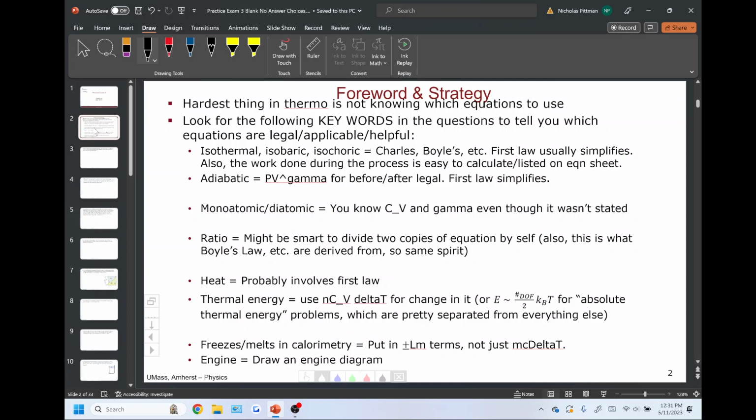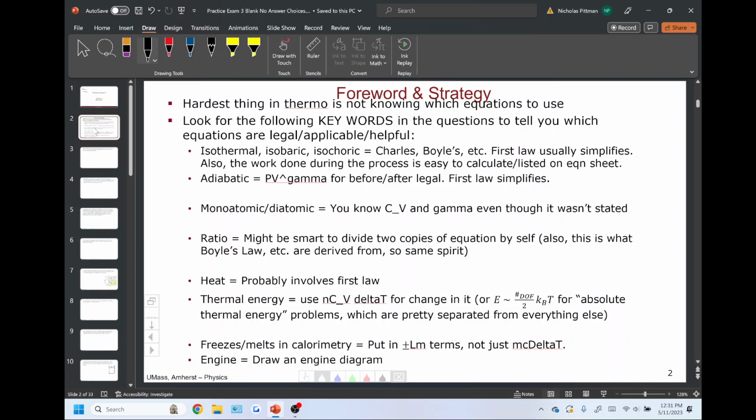Or for this weird class of question, which is kind of different than the rest, where it asks about the absolute thermal energy, you can use the number of degrees of freedom over 2 times Boltzmann constant times temperature. But like I said, that's pretty separated from it. Most of the time, you're going to be using N C_V delta T in your first law problems.